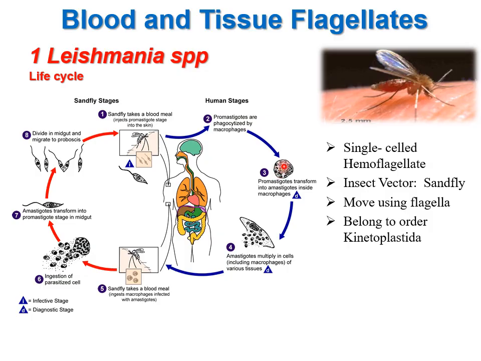So again, within these macrophages, the promastigotes will lose their flagella. They will transform into amastigotes, non-flagellated forms, which will replicate in these macrophages until lysing them. When a sand fly is taking a new blood meal, it is ingesting the infected macrophages with amastigotes. Amastigotes will be liberated within the midgut of the sand fly and will transform back into the promastigote stages. Those promastigote stages will then migrate to the proboscis and will be transmitted into a new patient upon a new blood meal.